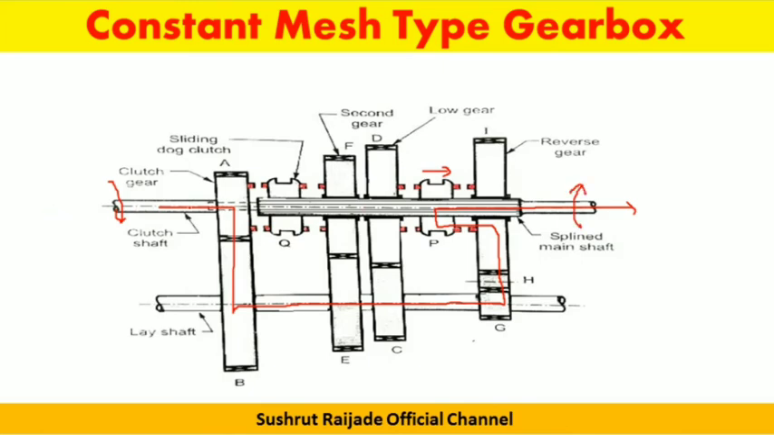Okay, so let's assume the clockwise rotation is there for the clutch shaft. So when the gear A is rotating in a clockwise direction, then gear B will rotate in an anti-clockwise direction, so that lay shaft also rotates in an anti-clockwise direction, and gear G also, because gear G is rigidly mounted on the lay shaft. Now, the anti-clockwise rotation of the gear G will get converted into clockwise rotation, because H is engaging with the G.